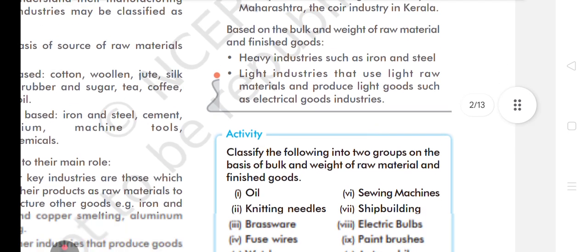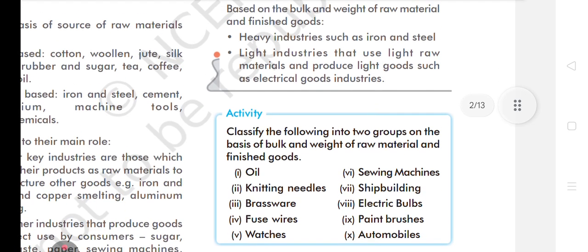Now see, on the basis of bulk and weight of raw material and finished goods, we have heavy industries such as iron and steel, and we have light industries that use light raw materials and produce light goods, such as electrical goods industries like wires, etc. Heavy industries are those such as the iron and steel industry, where iron and steel are produced. Light industries use light raw materials, and even if they use iron, they produce very light goods, like the electrical goods industry, making switches, wires, etc. So these are light industries.